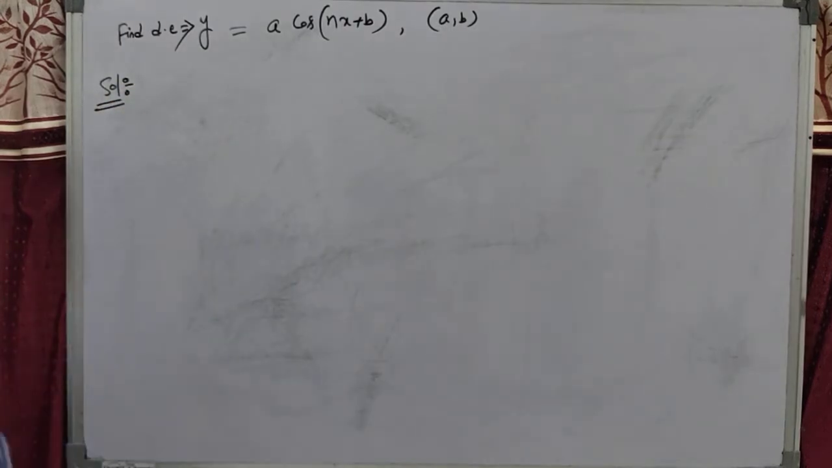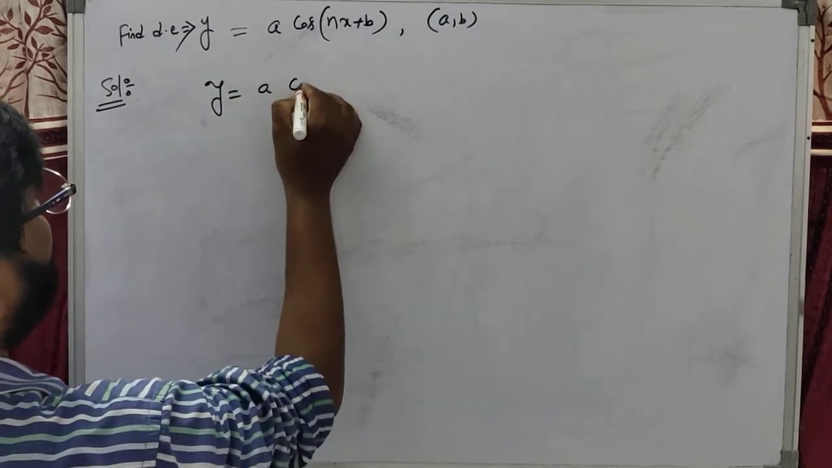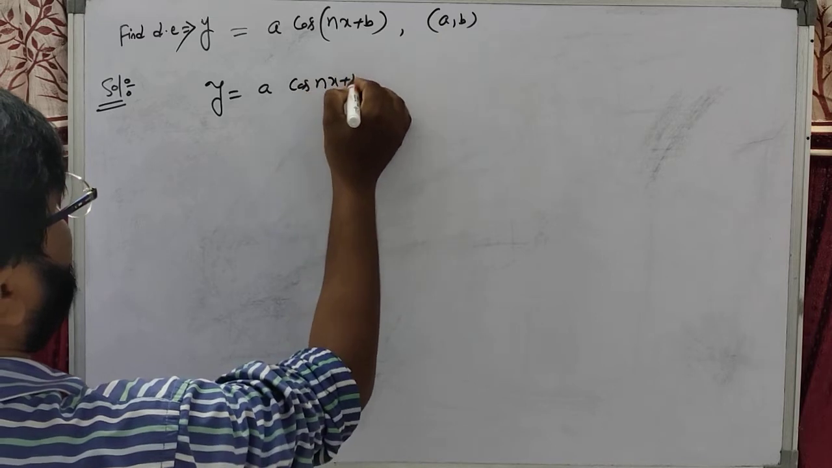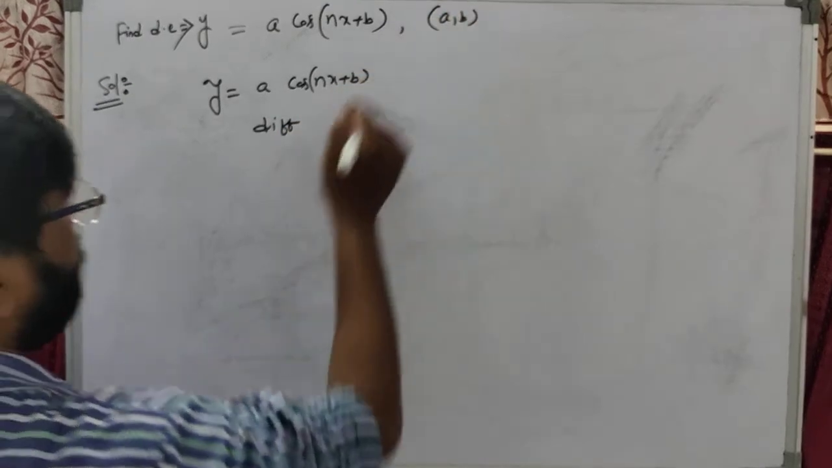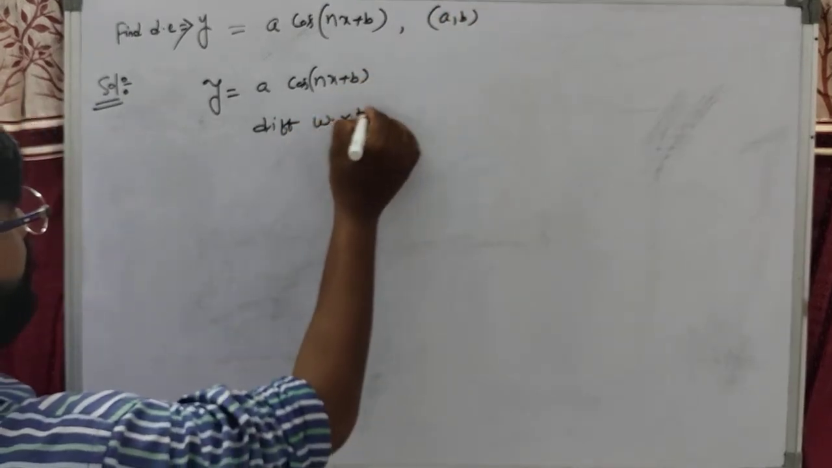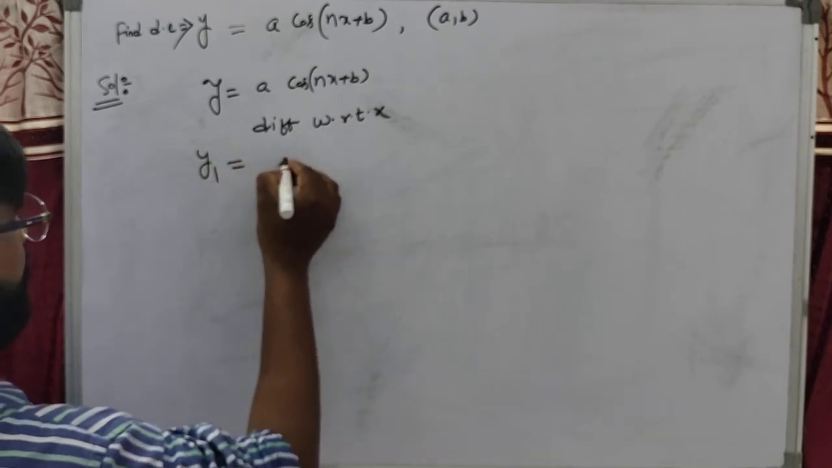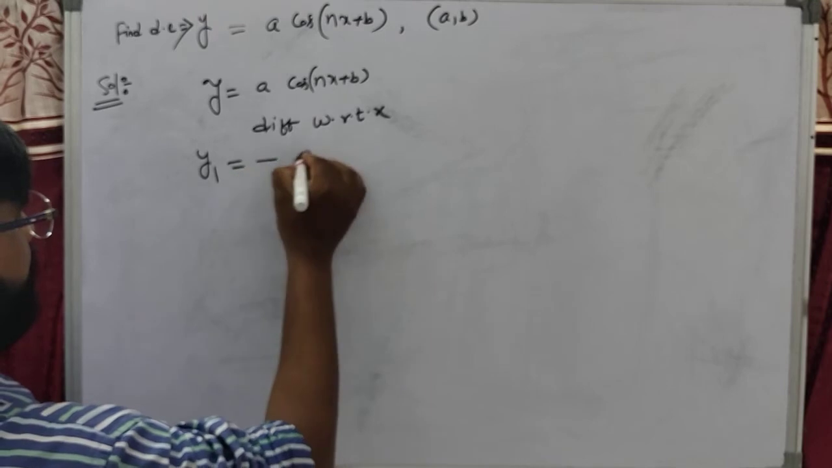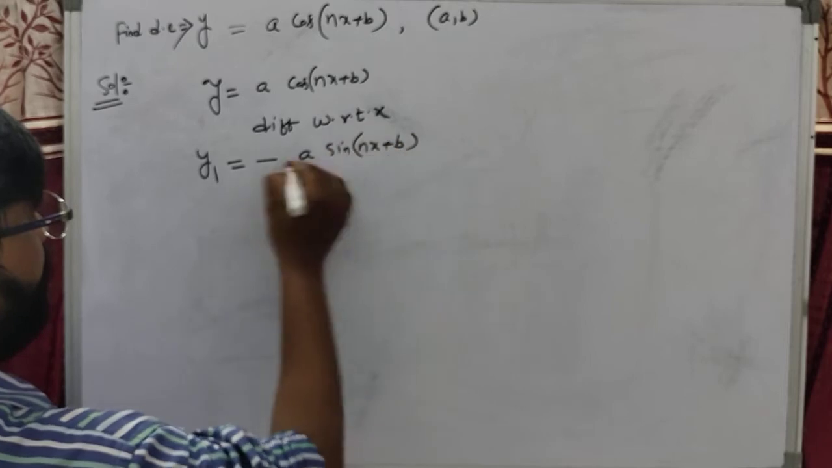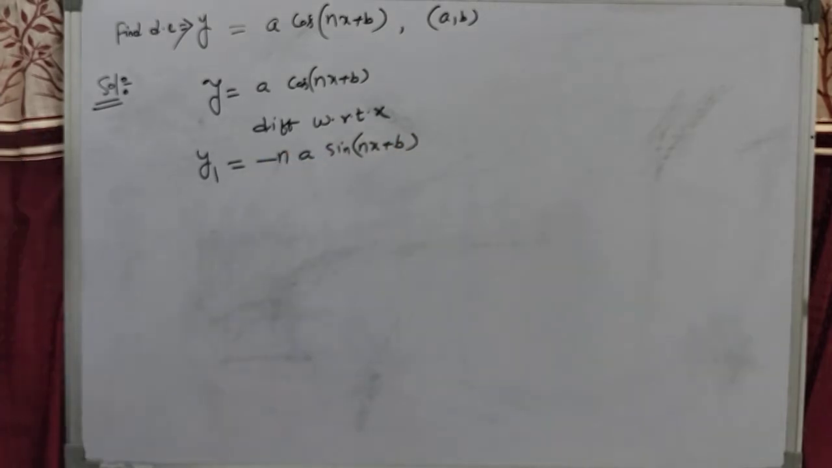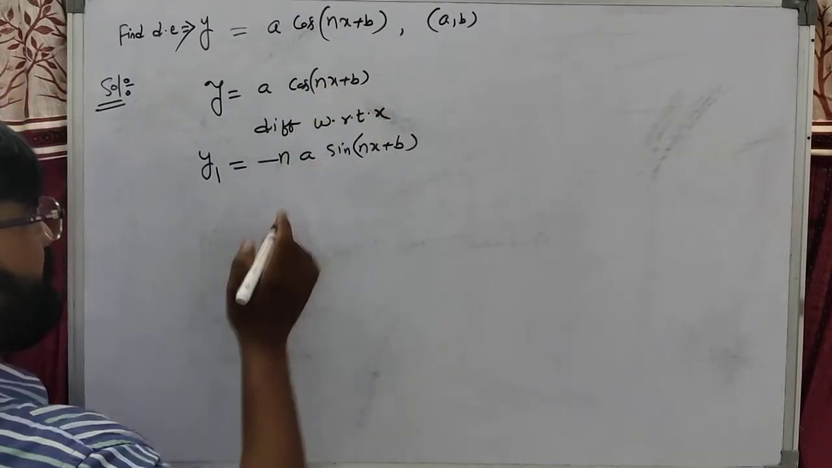Find, dear students, the differential equation of y equal to a into cos of nx plus b, where the arbitrary constants are a and b. Differentiating with respect to x, the derivative of y is y1. Dear students, the derivative of cos is minus sin, nx plus b, and the derivative of nx is n.